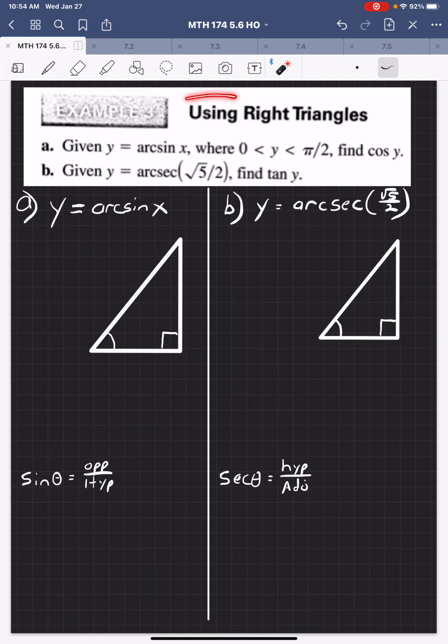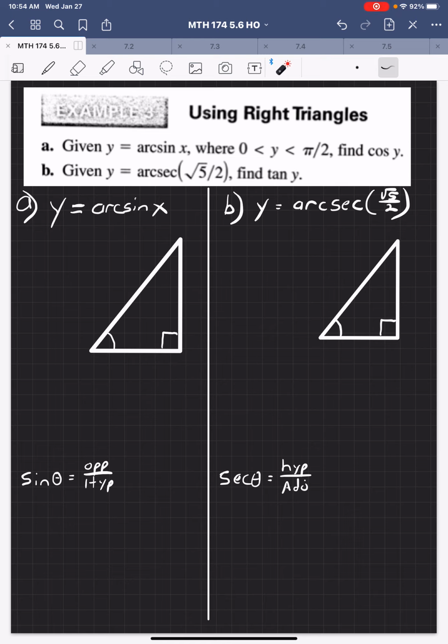So how do we use some of those right triangle trigonometry techniques that we had developed in pre-calculus to answer the following questions, right? So it says given. So here's what we're given. We're given the fact that y is equal to sine inverse of x. Right? So that's the given. What do they want? Well, with this information alone, how do we find cosine of y?